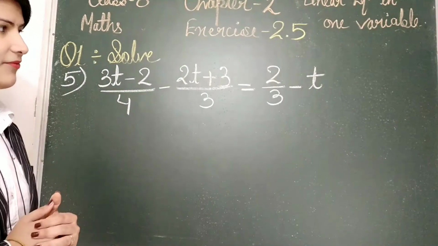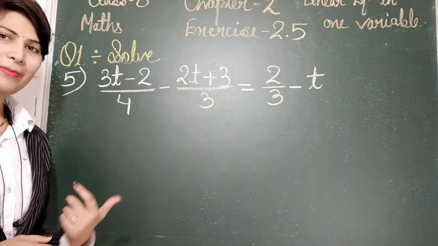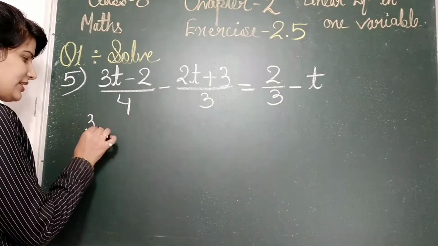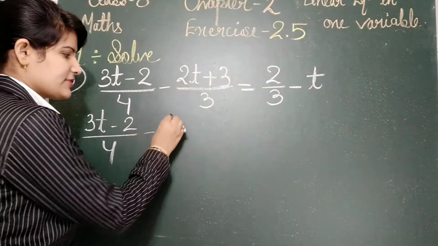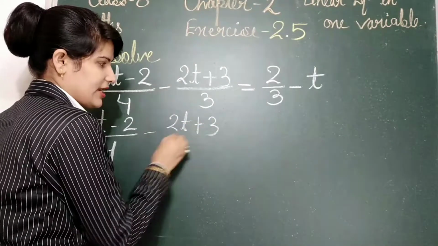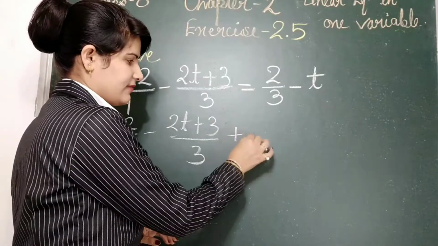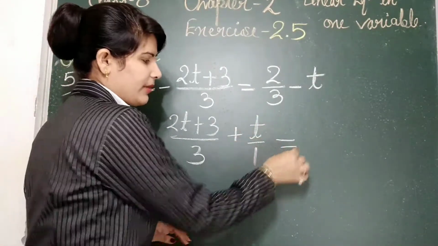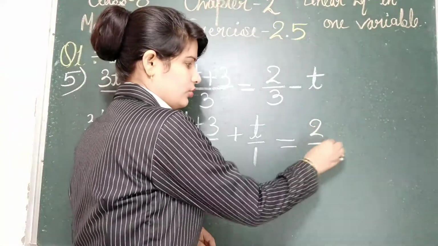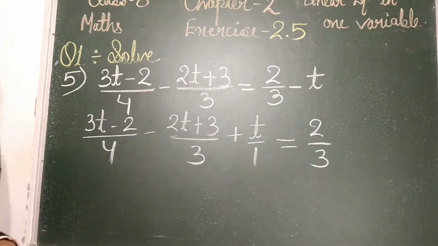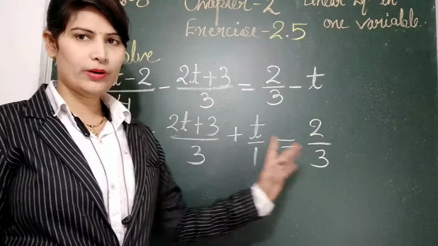Simple. First, minus t will transfer to that side and become plus t. So 3t minus 2 upon 4 as it is, minus 2t plus 3 upon 3 as it is, and minus t will transfer to that side and become plus t upon 1, because if there is no denominator, that means the denominator is 1, and here is 2 upon 3.